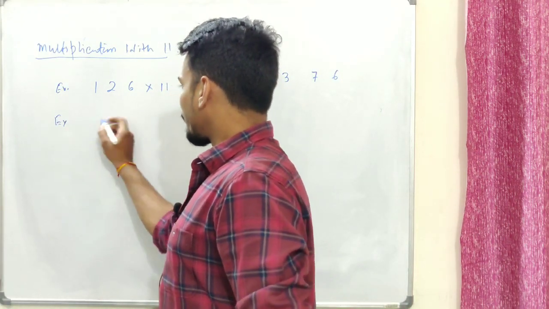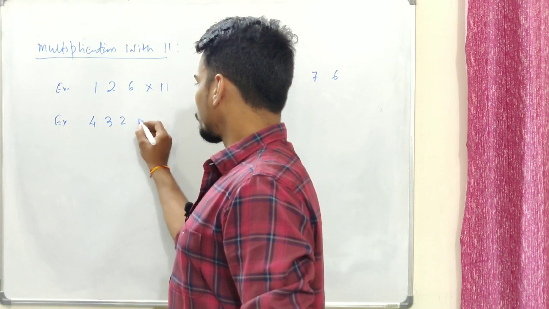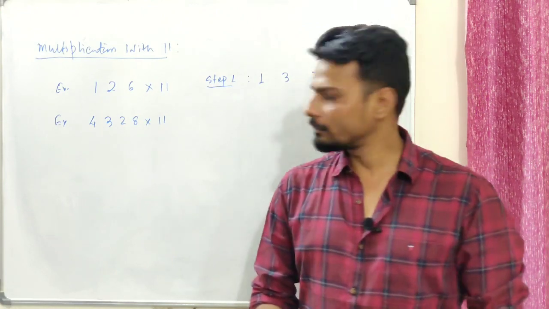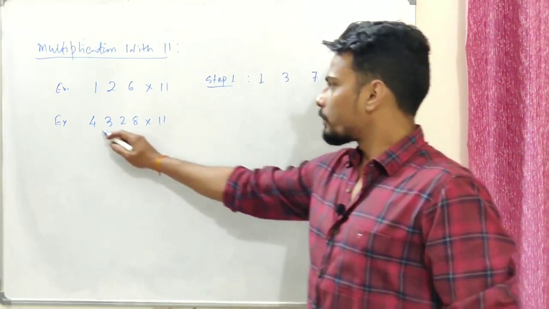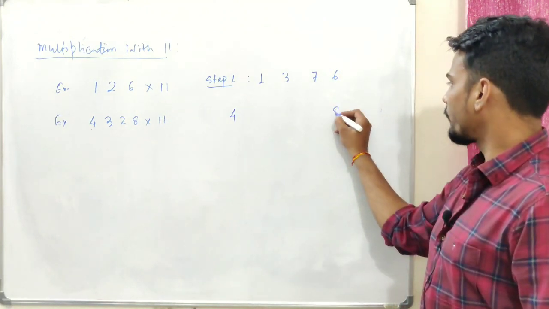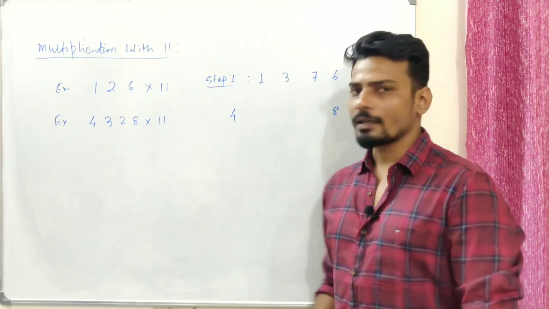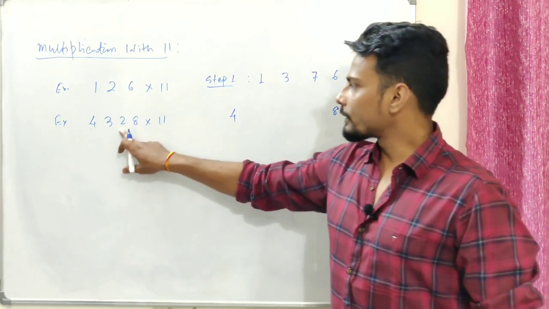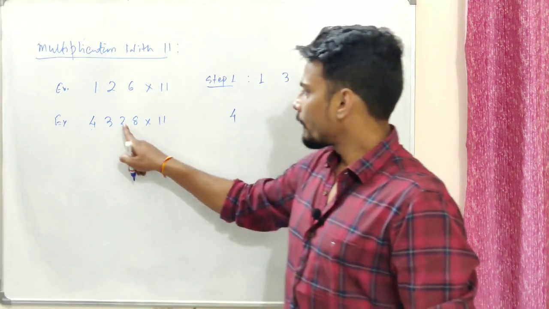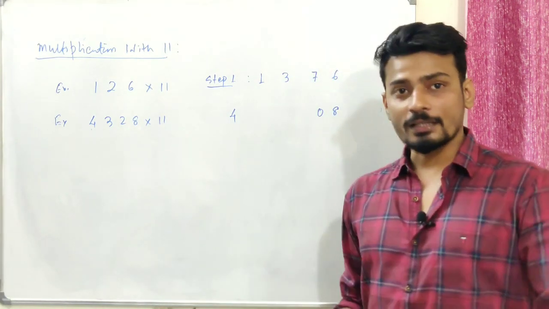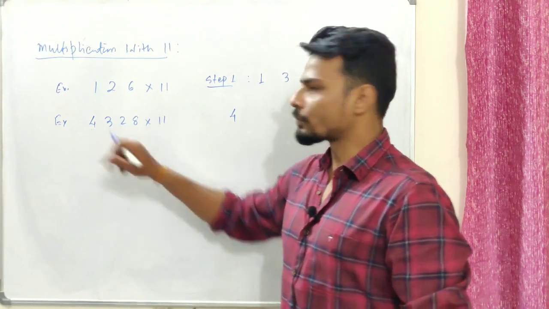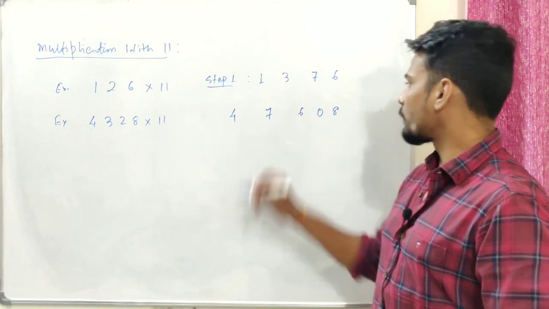Simple one. Let me increase the number of elements over here. Let's say we have 4, 3, 2, 8 times 11. This time I have 4 digits. Same process. I'm going to put these two extreme numbers over here, 4 and 8. Step number 2, start making the pairs. 2 plus 8, 10. Okay, there is a carry forward of 1. Keep that in hand. 3 plus 2, 5, and there was a carry forward of 1, so that's going to be 5 plus 1, 6. 4 plus 3, 7. So yes, we are done with that.